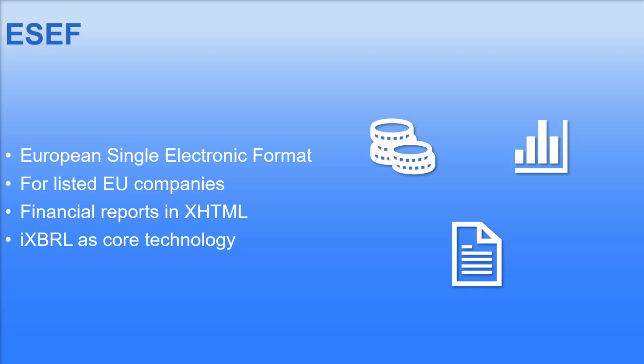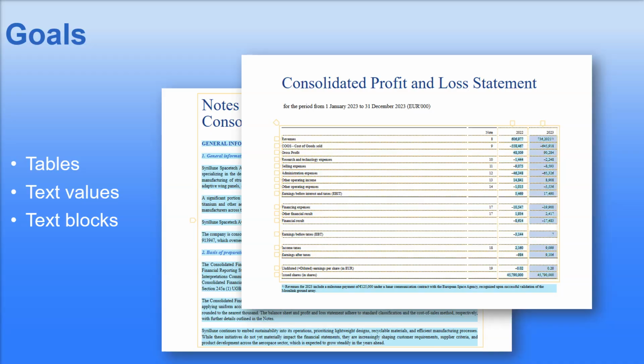The European Single Electronic Format is the EU standard for digital financial reporting. Listed companies are required to publish their annual reports in XHTML, with inline XBRL tagging applied to the consolidated IFRS financial statements. In this tutorial, we will show you how to tag ESEF data using Altova XBRL tagging. We will deal with tables, text values, and text blocks.